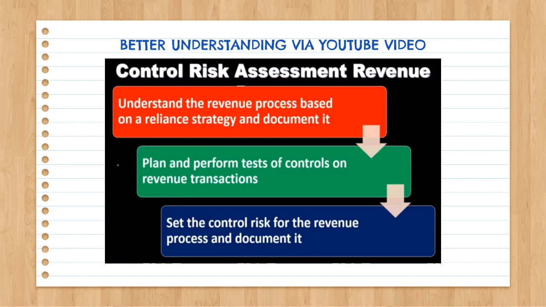So then we're going to basically say, after the test of controls with relation to the revenue process, we want to set what the control risk will be. And remember, the control risk relates to the ability for the controls to detect a material misstatement. So we want to be able to set the control risk, consider the inherent risk, and then think about how much substantive testing we will need to do.